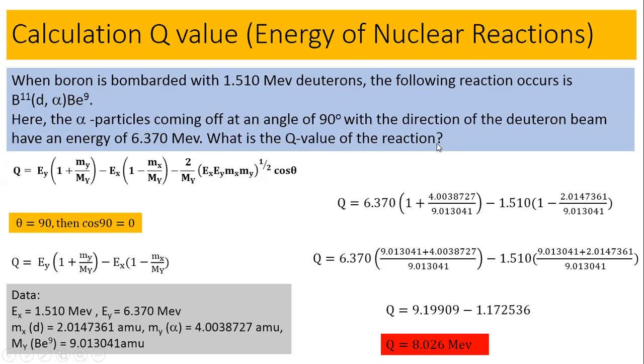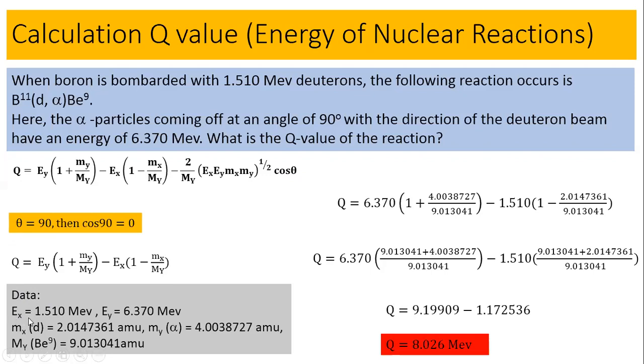So the energies are given. So you have to use this equation because energies are given, instead of the difference in the masses which we have used in the first slide. It is simple, because the angle between the incident particle and the product particle is 90 degrees. So again, you put the 90, and this cosine will become 0. So this will be the final equation.